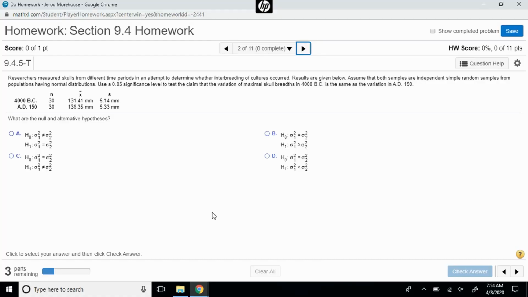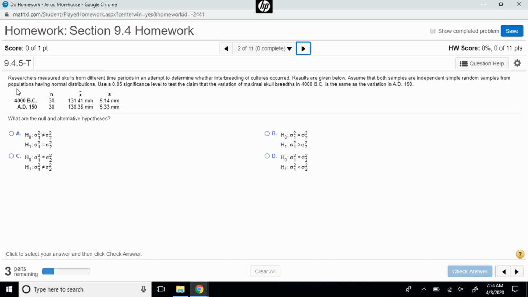In StatCrunch, I just want to go over two separate examples. Let's start with number 2 in the homework. Researchers measured skulls from different time periods in an attempt to determine whether interbreeding of cultures occurred. Results are given below. Assume that both samples are independent random samples from populations having normal distributions. Use a 0.05 significance level to test the claim that the variation of maximal skull breadths in 4000 BC is the same as the variation in AD 150.